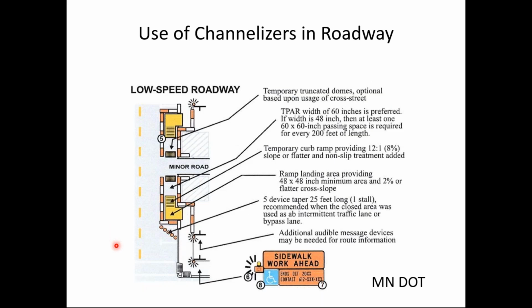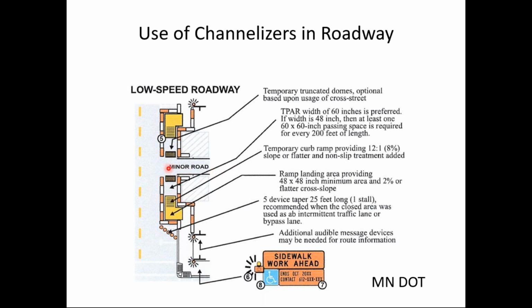This page and the next slide that you'll see, I took from the Minnesota DOT Temporary Traffic Control Manual. Notice this is for a low speed roadway, like we just talked about. They're showing a sidewalk here, and the orange and white indicate pedestrian channelizers. So they're channelizing the pedestrians to a temporary ramp. And even between the vehicular traffic and the pedestrians, because it's low speed, we have a pedestrian channelizer. And then they call it minor road.